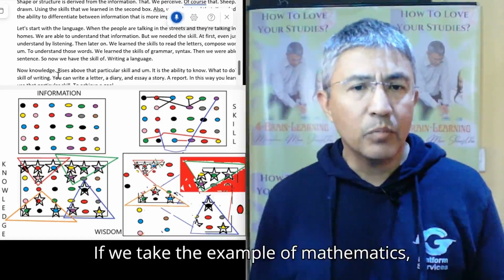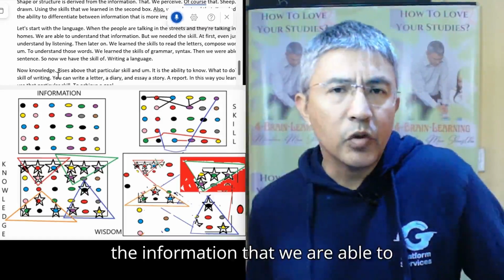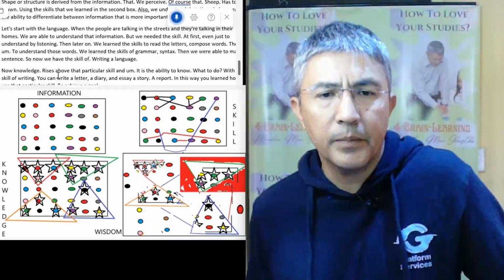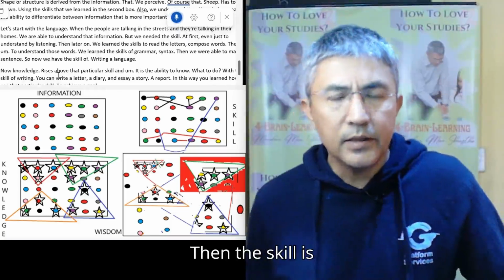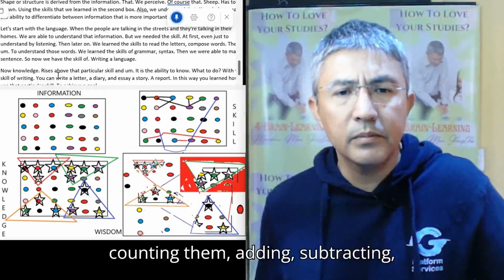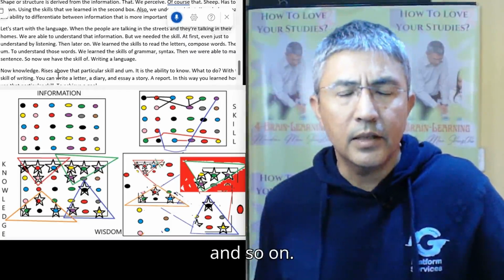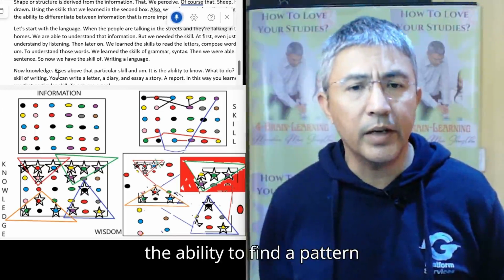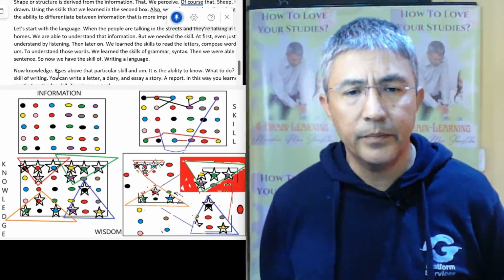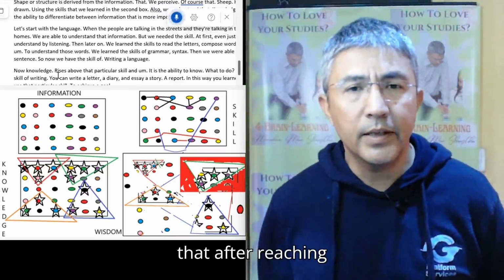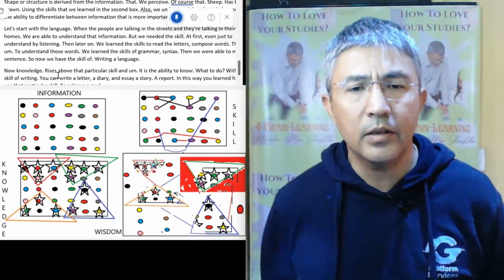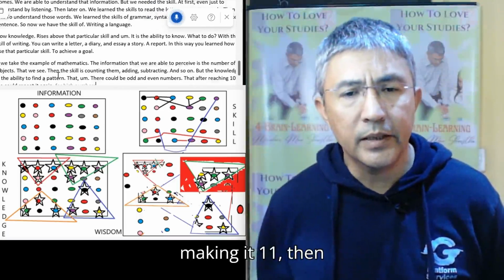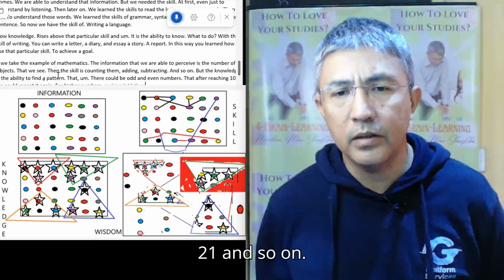If we take the example of mathematics, the information that we are able to perceive is the number of objects that we see. Then the skill is counting them, adding, subtracting, and so on. But the knowledge is the ability to find a pattern that there could be odd and even numbers, that after reaching 10 we could repeat it again for higher numbers, making it 11, then 21, and so on.